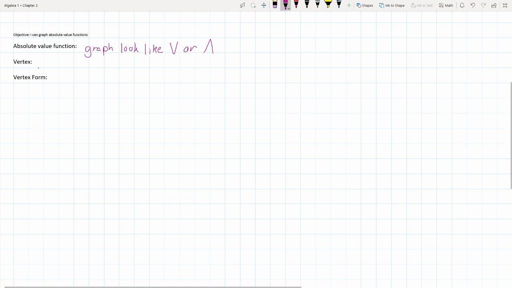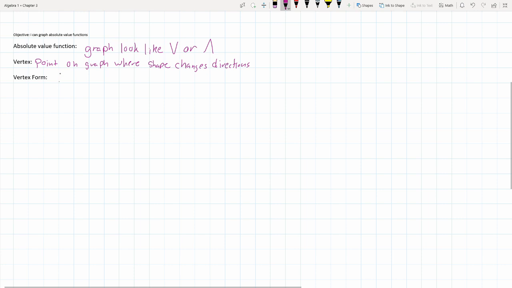The vertex is a point on a graph where your line or whatever your shape changes directions. And we'll see that as we talk. In this place, for absolute value, it's pretty straightforward, but whenever we get into other ones, it's a little more subtle.